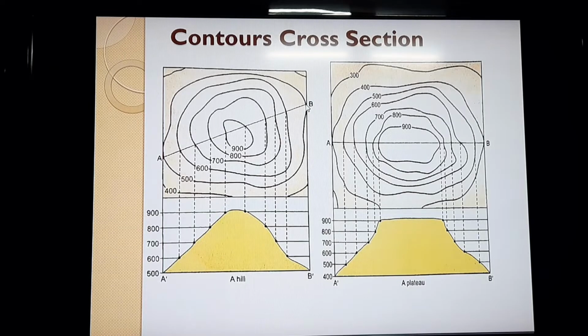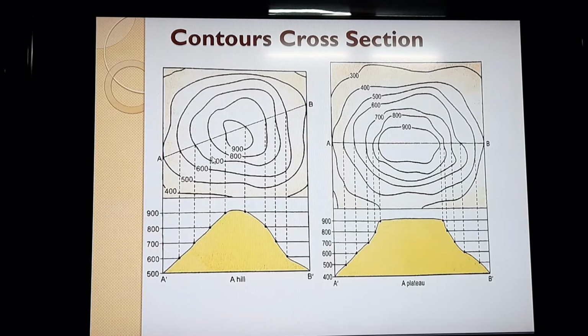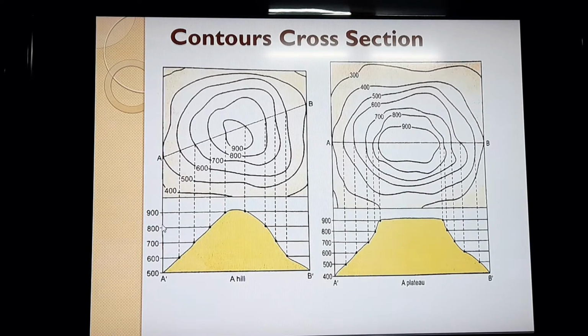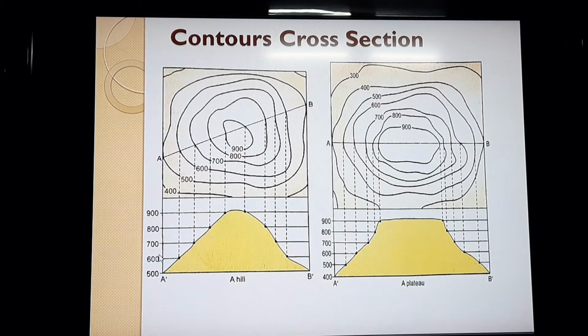Then after, you have to see the contour interval. Here you can see the contour interval of the hill that starts from 400, 500, 600, 700, 800 and 900. That means the contour interval is 100.